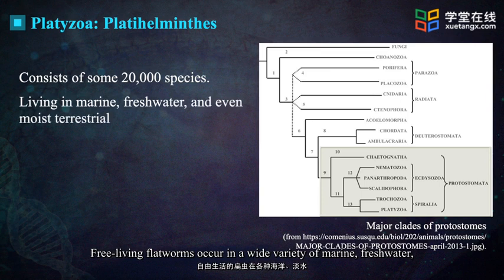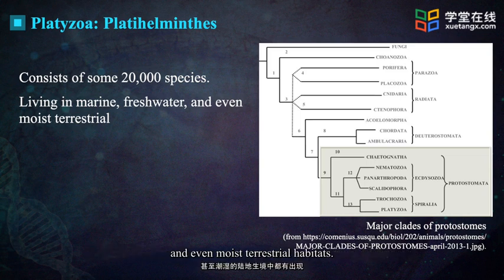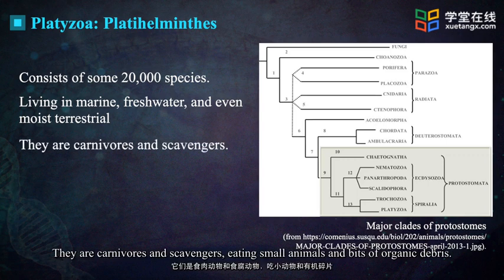Free-living flatworms occur in a wide variety of marine, freshwater, and even moist terrestrial habitats. They are carnivores and scavengers, eating small animals and bits of organic debris.